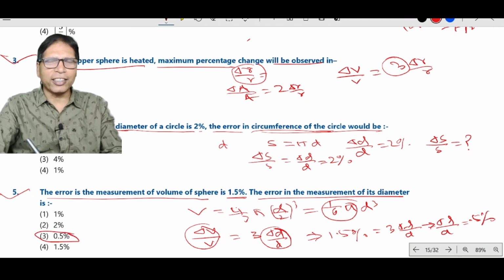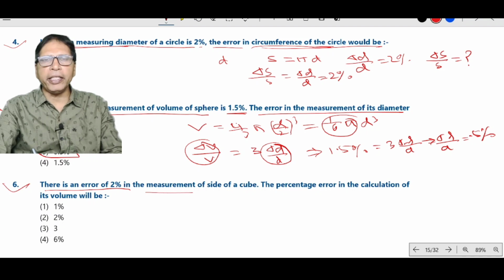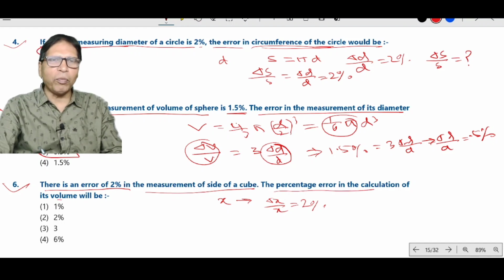Option 3 is correct. Now question number 6. There is an error of 2% in the measurement of the side of a cube. If x be the side of a cube, then delta x by x equals 2%. No problem. Percentage error in the calculation of volume.